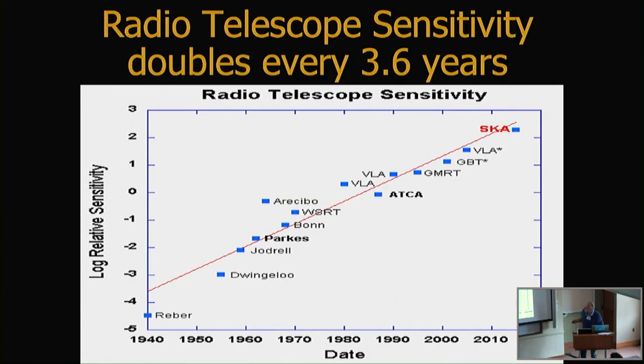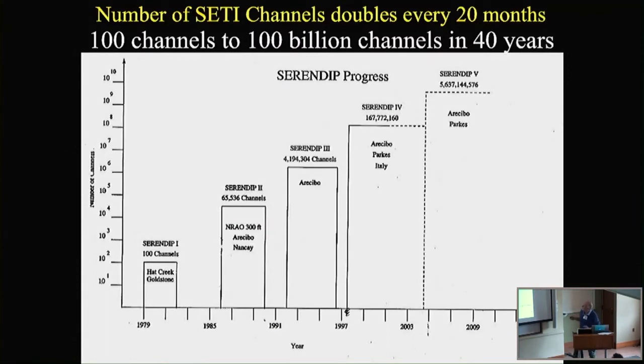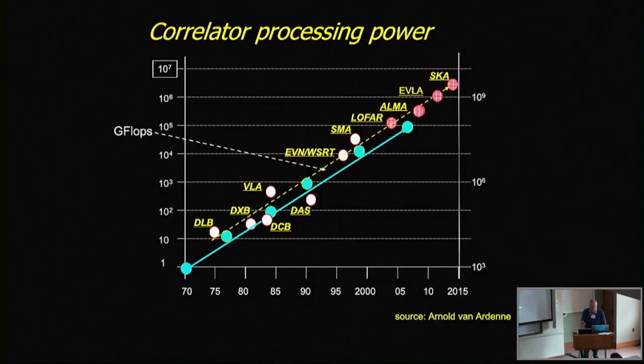This is radio telescope sensitivity improving as a function of time, doubling every 3.5 years. When I started doing SETI, I built this thing with 100 channels, and I thought that was really amazing, 100 channels simultaneously. The guy before me, Frank Drake, had 1 channel. I showed that to Frank, and he was impressed. But now the new thing, which is off the graph, is 100 billion channels. Not because I got smarter, it's just because of this exponential growth.